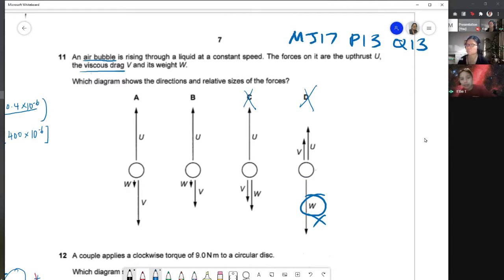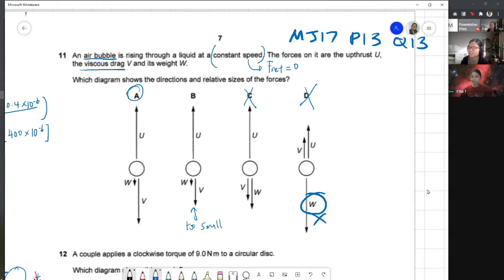A and B, how to decide, Miss? What's the difference? Constant speed, I think. So net force must be 0. Net force 0 means all the downward force should equal the upward force. Oh, this diagram is drawn to scale. Make your best guess, even if it's drawn to scale. I think A looks better because the upthrust is so big. So your W plus V should probably be roughly that size as well. This one is too small or too short. Okay, pretty straightforward.